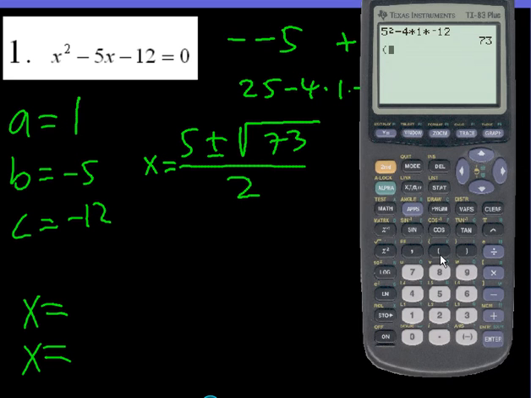And so now I can just go ahead and do all of that. You can do it in 1, or you can do it in more than 1. 5 plus the square root of 73. Close for the square root. Close for the division, right? This right here is a grouping symbol, so this has to be in parentheses. And then divide by 2. Enter. Okay, 6.772.